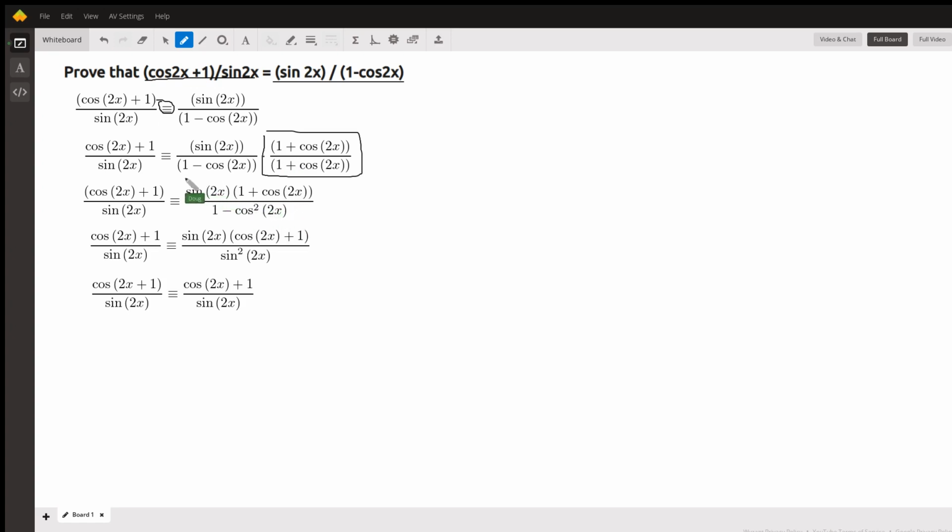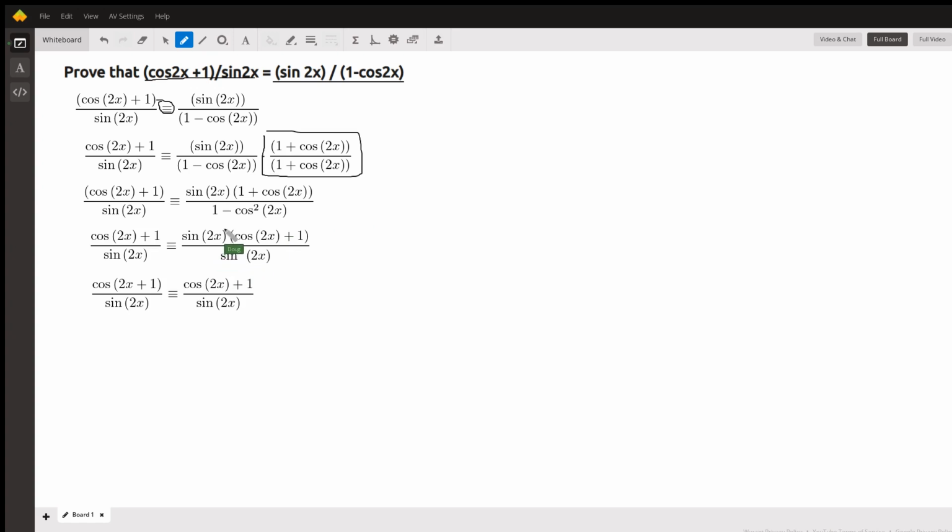But in the denominator, I get a difference of squares because I'm multiplying the sum and difference of the same two numbers, or trigonometric expressions. But 1 minus cosine squared is sine squared. And that's from the trig identity, sine squared plus cosine squared equals 1. This is just another form.